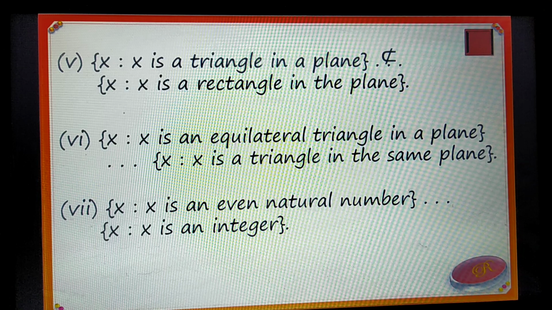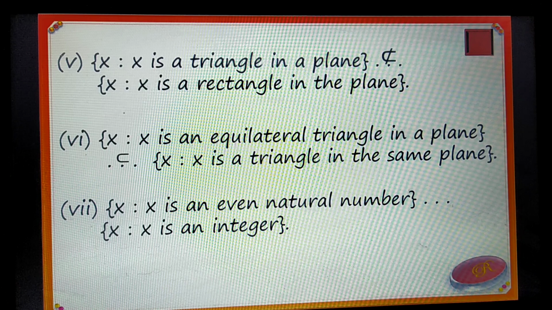Number 6. Set of all x such that x is an equilateral triangle in a plane, dash, set of all x such that x is a triangle in the same plane. Solution. First set is a subset of second set.